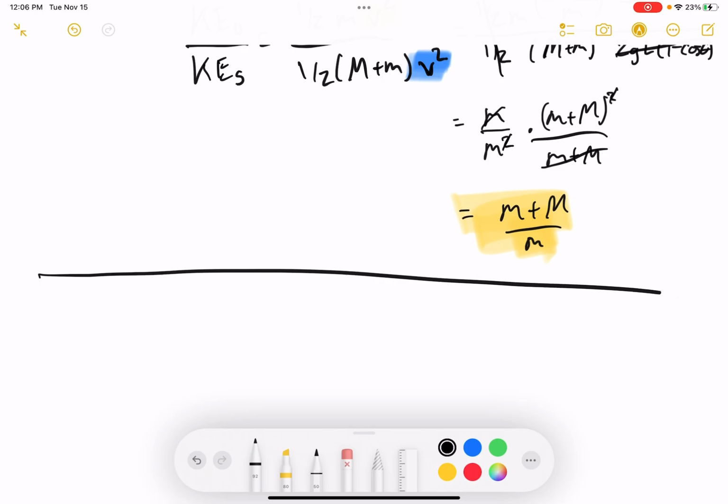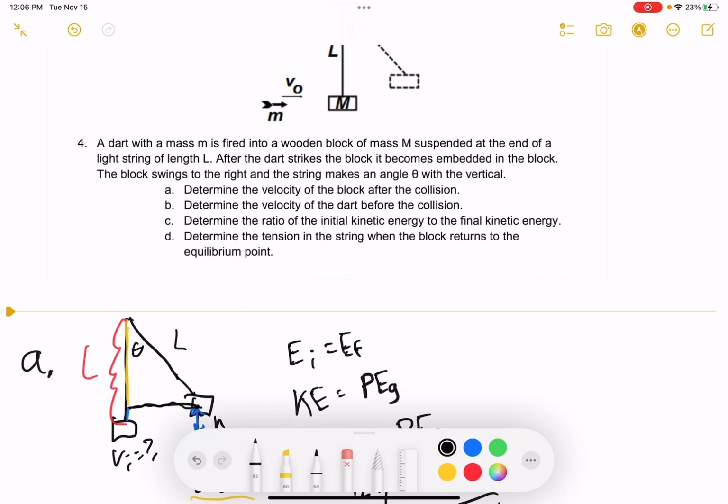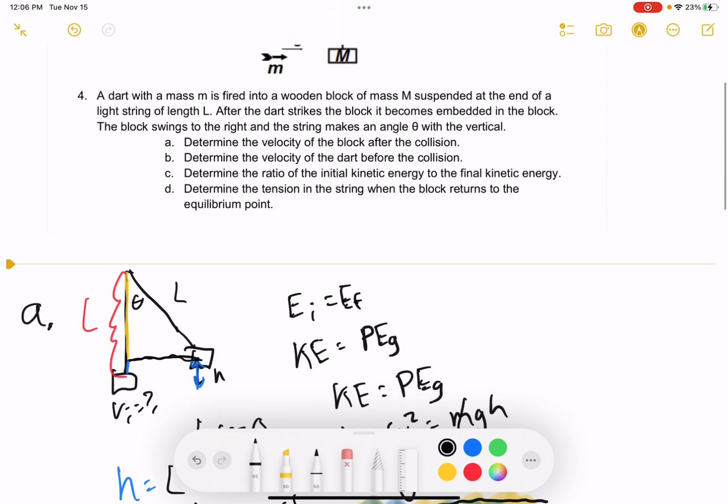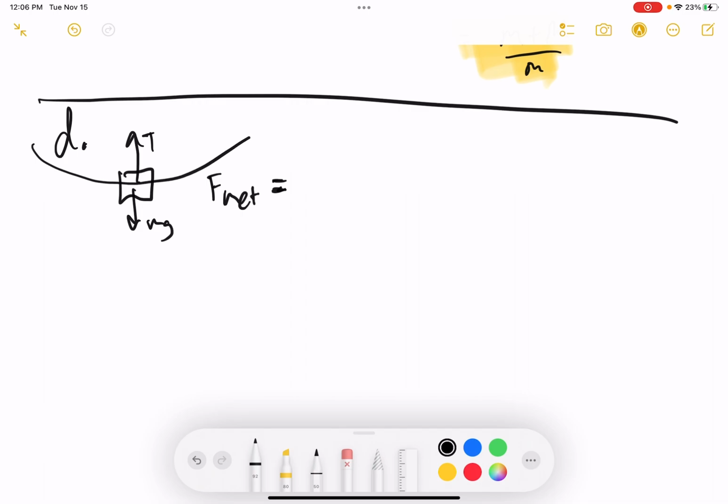Now let's go ahead and look at part D. Okay, so if I scroll up, it says determine the tension in the string when the block returns to the equilibrium point. So now I need to actually find out this tension in the string, right? If I want to find out a tension, that's a force, so I need to be looking at forces. So I have mg down, I have T up. And so I'd set up my F net, so F net equals what? Well, the question is, what kind of motion is this? It's going in a circle, so what kind of motion is it? Centripetal motion, right? So that means my acceleration must be up.